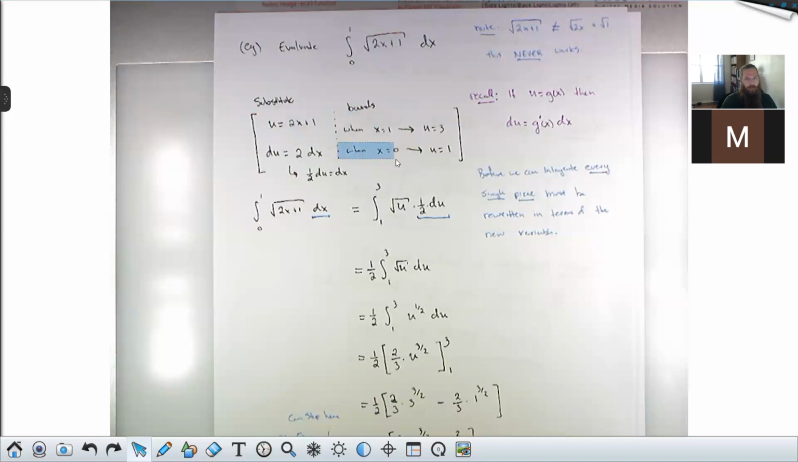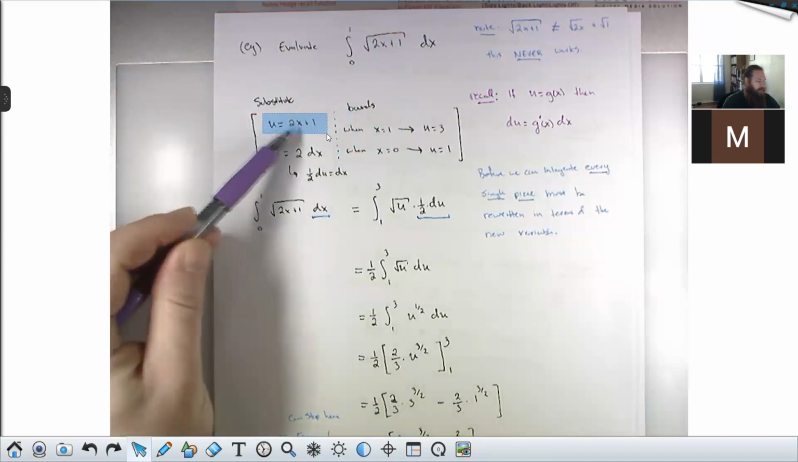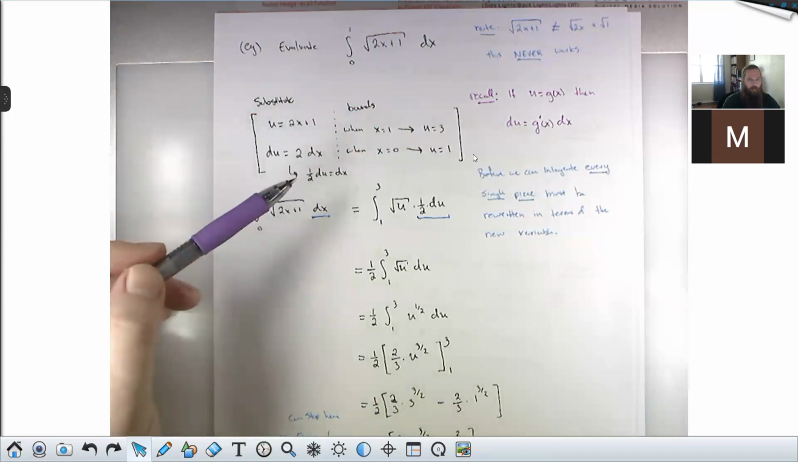So my old lower bound was x equals 0. To find my new lower bound, I take x equals 0 and I plug it in here. So if I plug 0 in for x here, I find that u is equal to 2 times 0 plus 1. 2 times 0 plus 1 is 1. So when x is equal to 0, u is equal to 1.